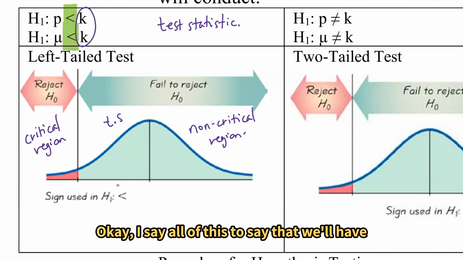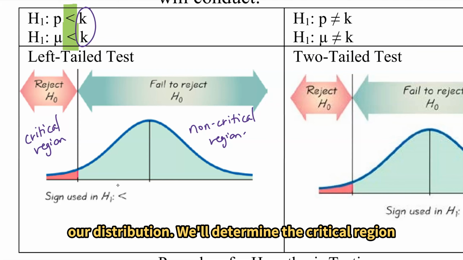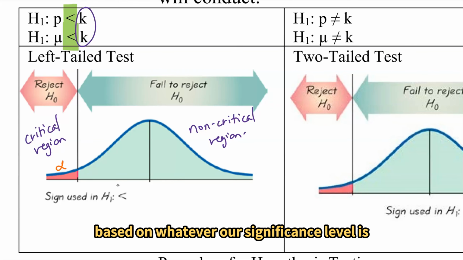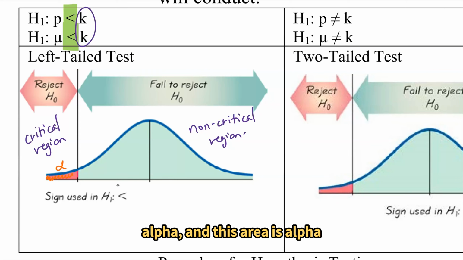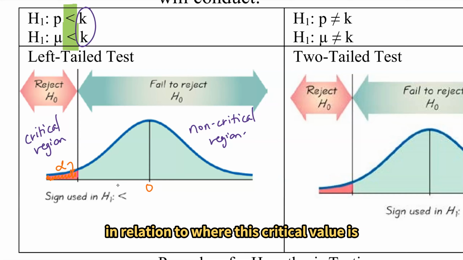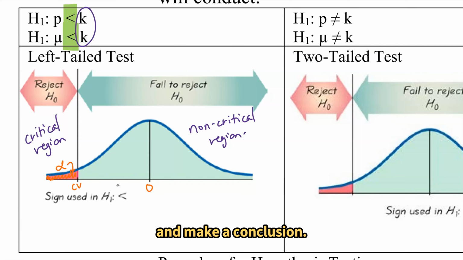Okay, I say all of this to say that we'll have our distribution. We'll determine the critical region based on whatever our significance level is, alpha, and this area is alpha for our critical region. We'll calculate a test statistic and then put that test statistic on the number line in relation to where this critical value is and make a conclusion.